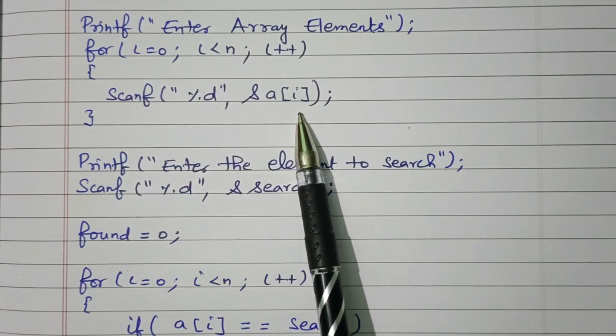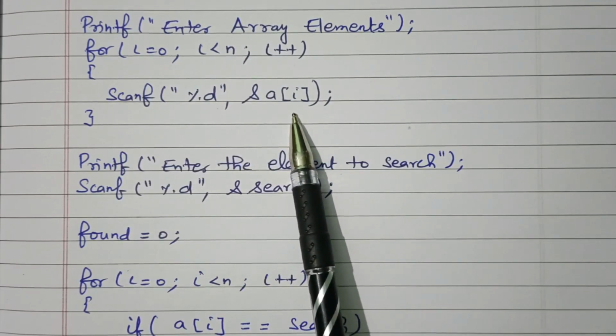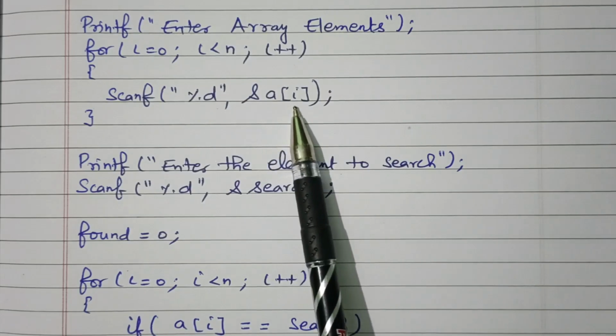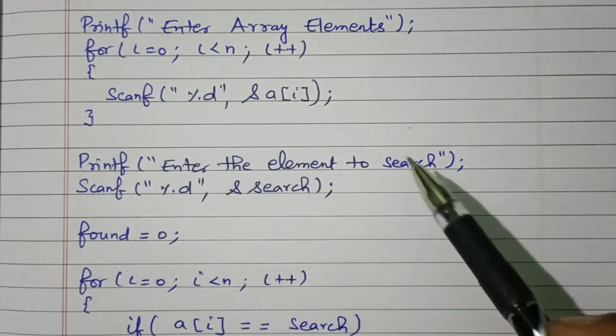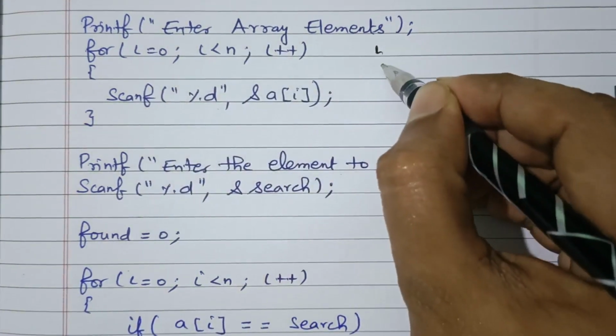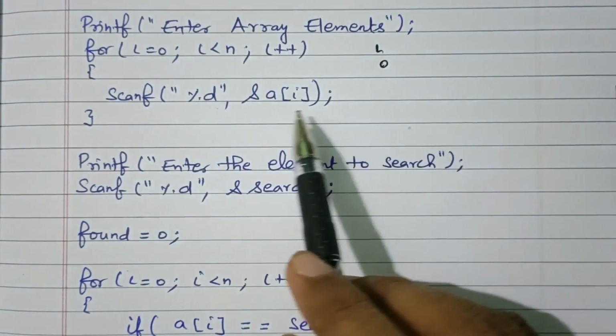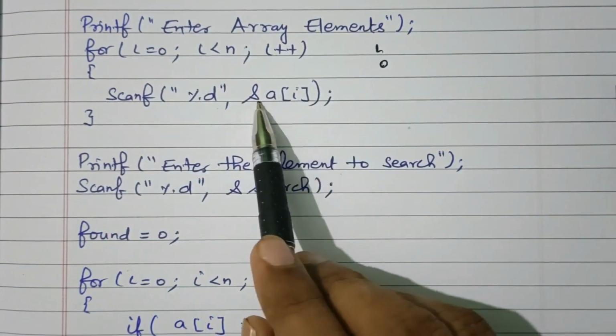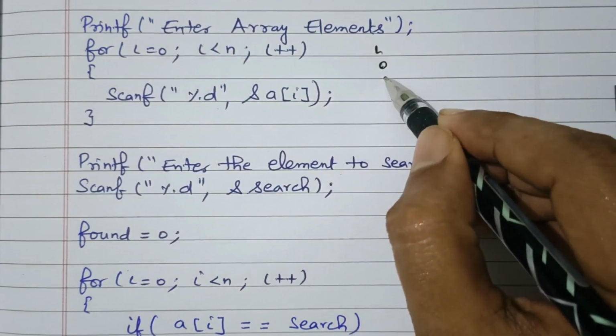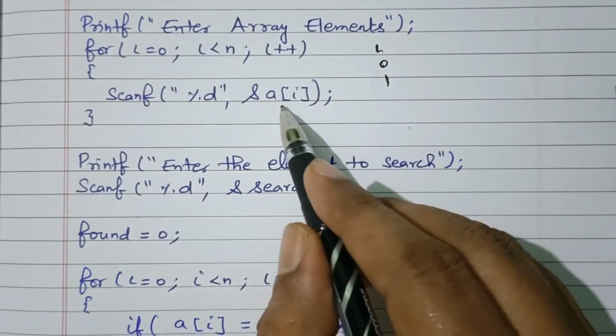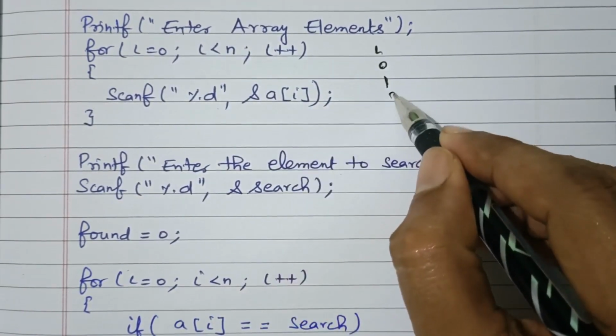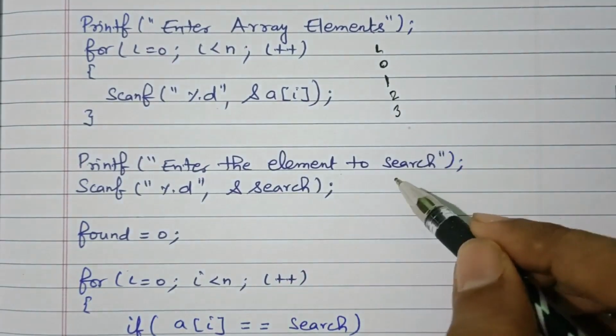The element entered by the user, the first element, will be stored in a[i]. i is 0 first, right? Then the first value will be stored in a[0], the address of a[0]. Then i is incremented to 1, and the second value is stored in a[1]. Then it will go to 2, 3, like that it will go, right?